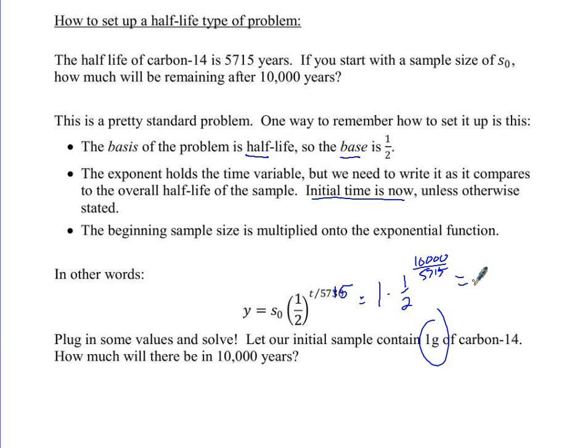That's going to be pretty close to, what, a quarter? Because 10,000 divided by 5715 is probably pretty close to 2. 1/2 squared is about 1/4. 1/4 times 1 is 1/4, so right around a quarter. The calculator gives 0.2973, so 0.297 grams. Yeah, because 10,000 divided by 5715 is going to be less than 2.